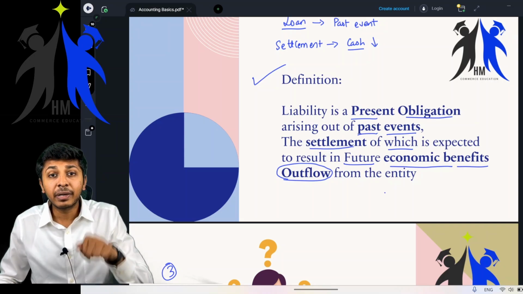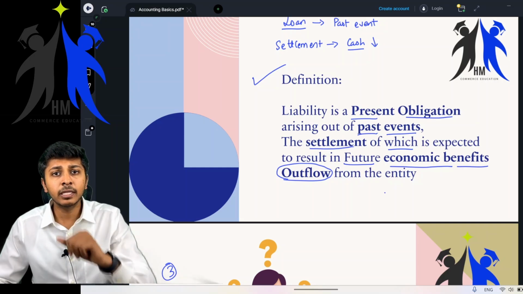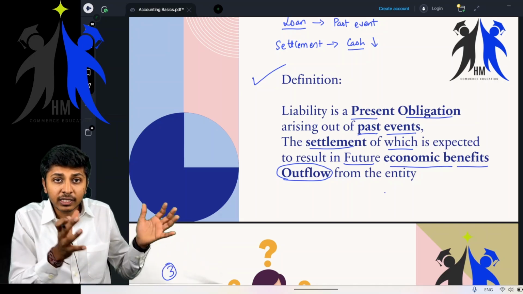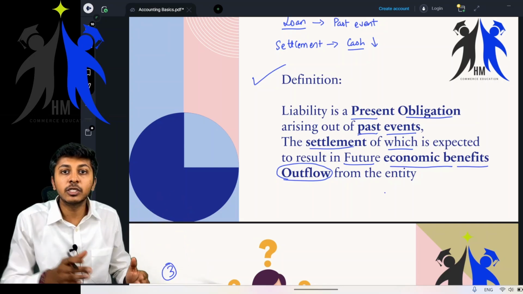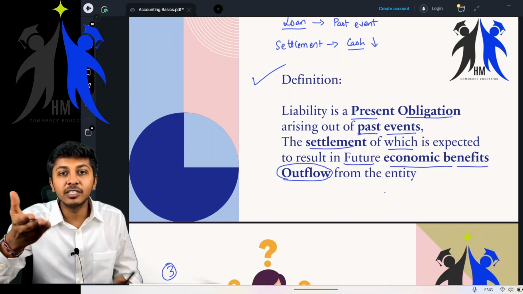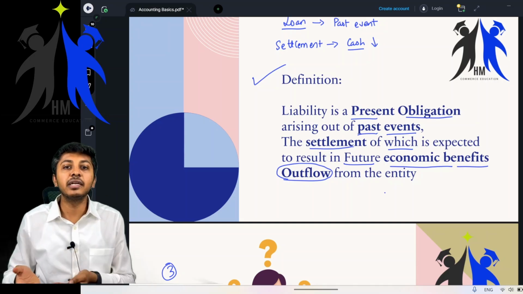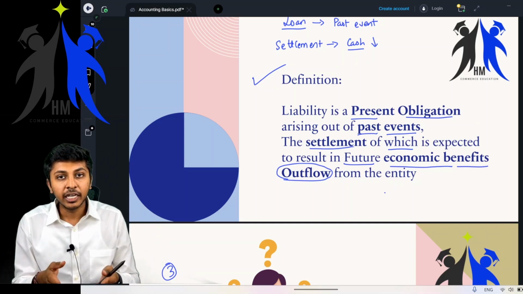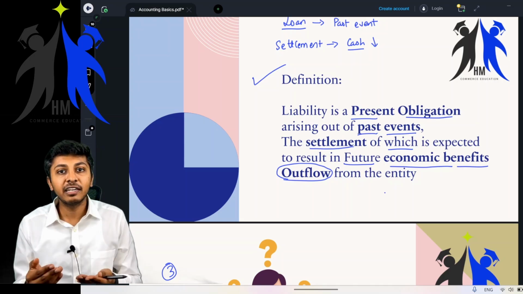What did I tell? Liability, it's a present obligation. Is it your present obligation to pay salary? Yes. They served you for 1 month, you have to pay them salary, correct? Arising out of past events: that serving, that 1 month when they served you, is the event that took place. They have come to office for 1 full month, correct? It's your present obligation to pay them. When you pay salary, your economic benefits, that is your asset, will deplete. Outflow of economic benefits from the entity. So salary payable as on the date of the balance sheet will fit into the liability definition.